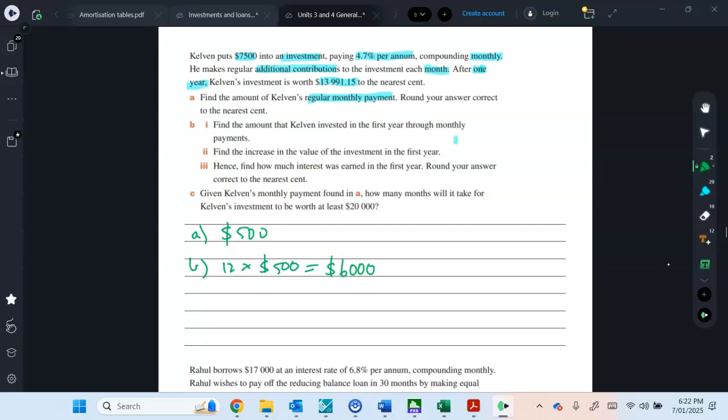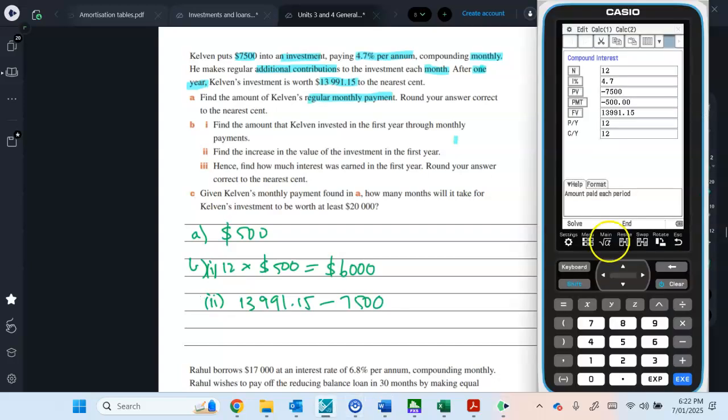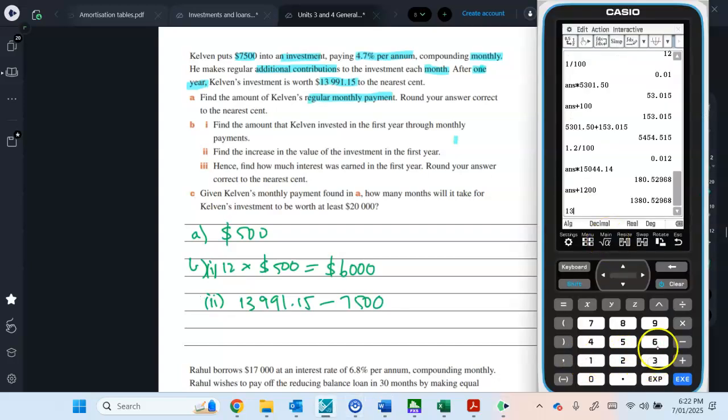Find the increase in value of the investment in the first year. All right, so that was part 1, part 2. So the difference between the two, so 13,991.15 minus the 7,500. And I'm going to do that in the calculator because it's late in the day, brain's not working too well. 13,991.15 minus 7,500. 6,491.15.